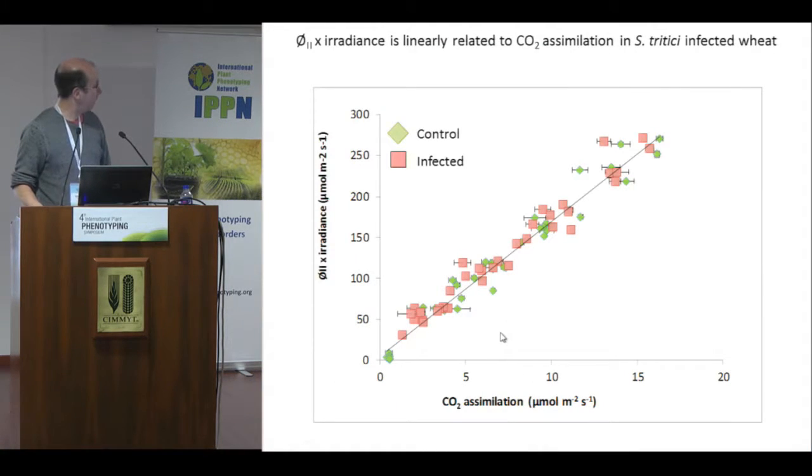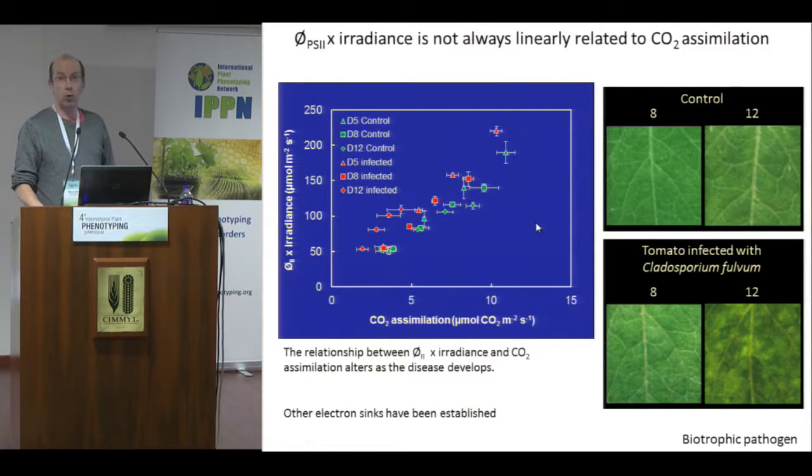We can correlate these very closely with gas exchange. So here we are in Septoria tritici. Here's what we can measure by imaging. Here's what we can measure by CO2 assimilation. We see a very nice correlation. But that's not always the case. So this is Cladosporium on tomato, and what you find is that relationship breaks down because the biology is different.